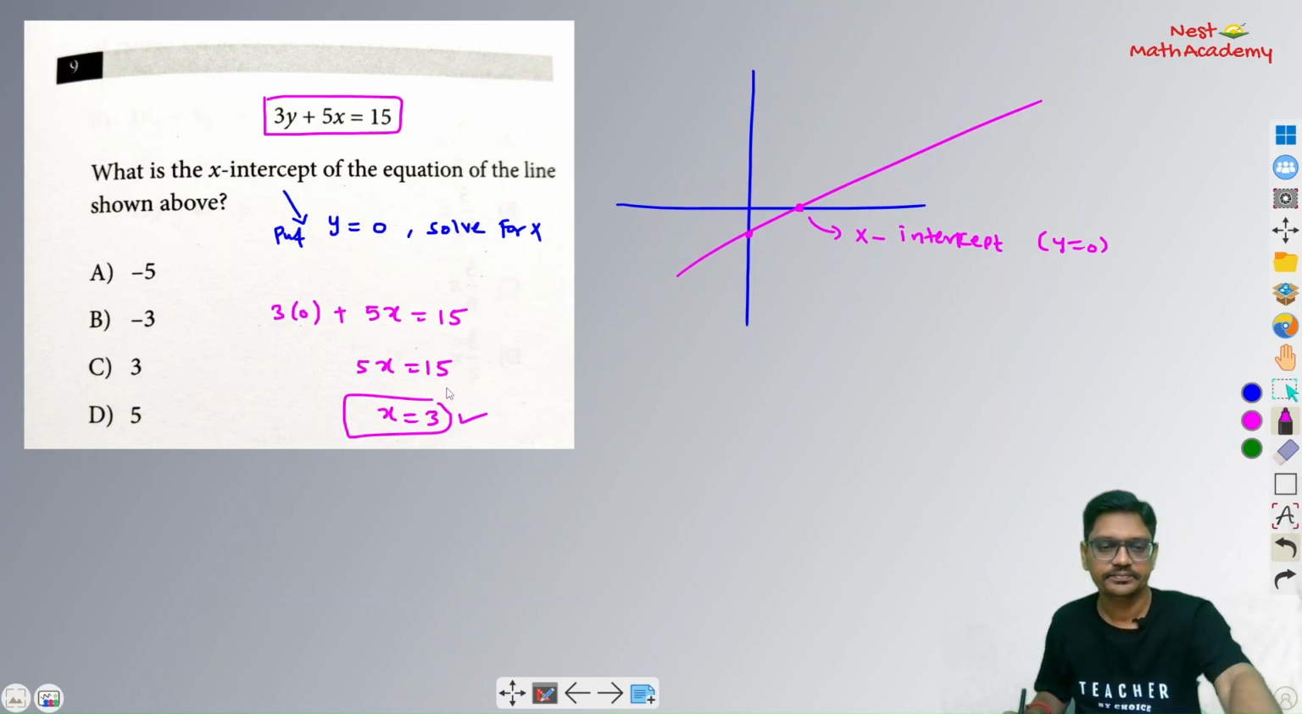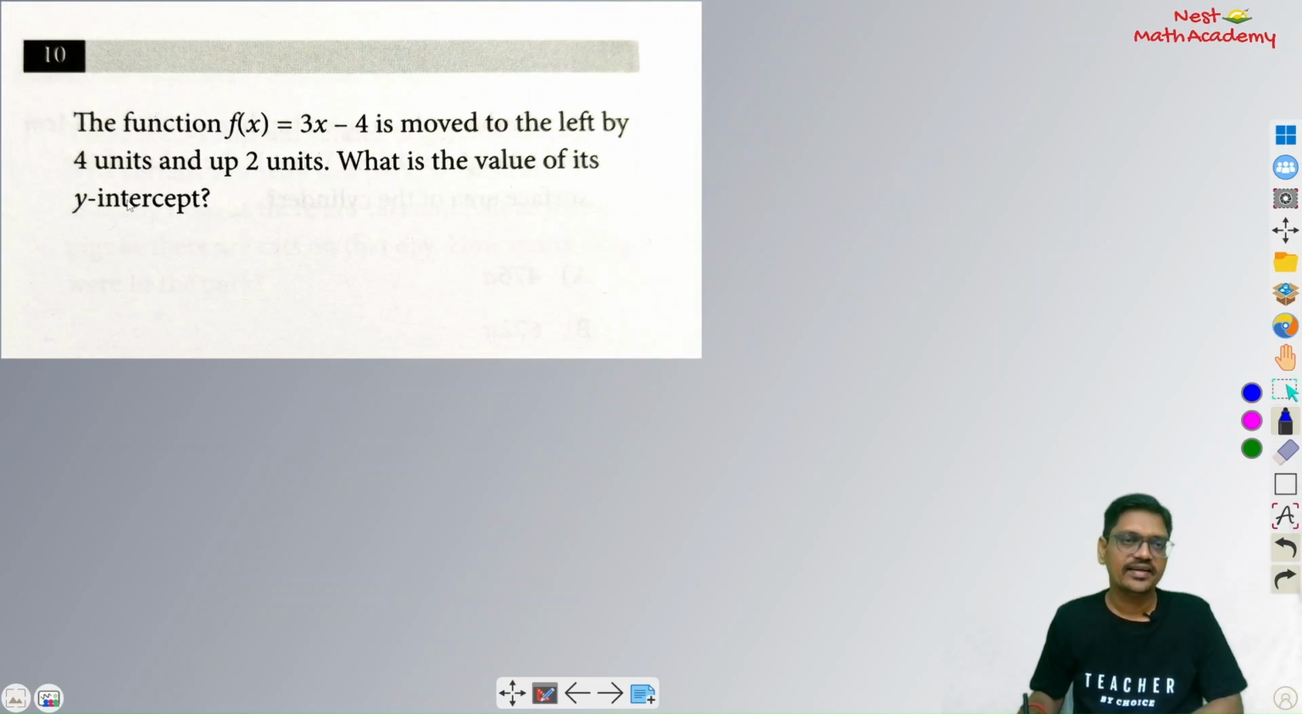Okay. Question number 10. The function f of x is equal to 3x minus 4 is moved to the left by 4 units and up 2 units. What is the value of its y-intercept? So this comes under linear transformations.